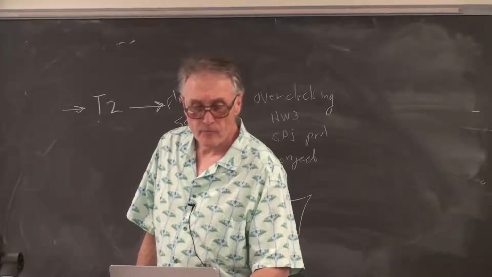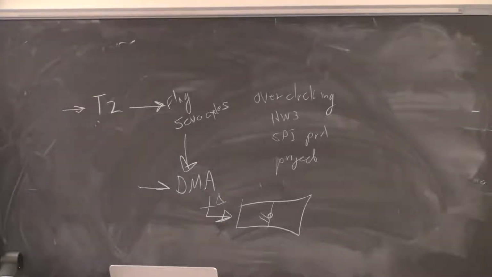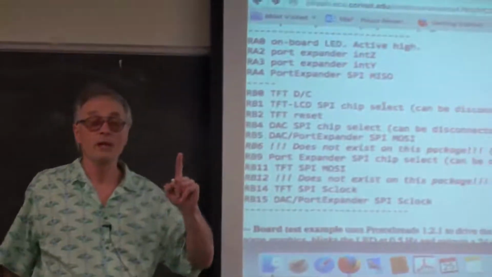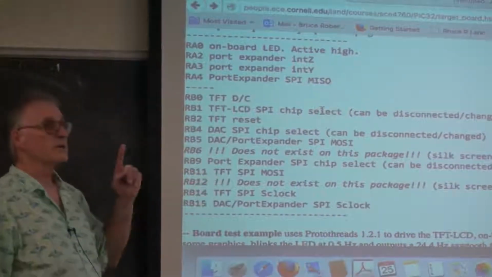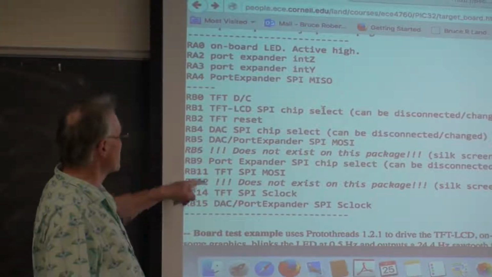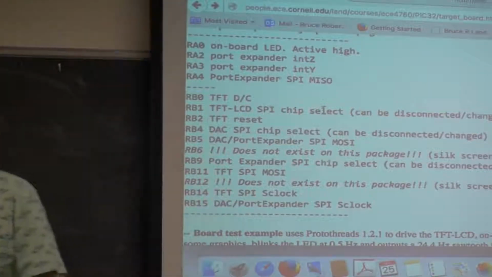Oh, yes. One other chunk of bad silkscreen. It turns out that RB12 does not exist on the package that we're using. Neither RB6 nor RB12 exist on this package. They exist on the 150 but not the 250, because on the 250 there's a USB interface that has to have some I/O pins, and these 2 bits are used for that. So RB12 does not exist on this package, neither does RB6, so you can't use them for anything except USB.